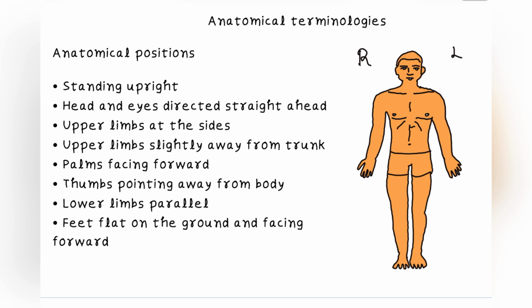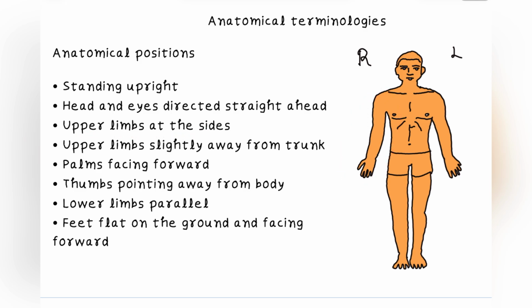So this is the anatomical position. What are its features? The person should be standing upright. As you can see, the person is standing upright, with head and eyes directed straight ahead, and upper limbs at the sides.